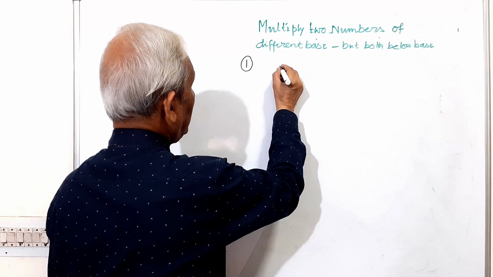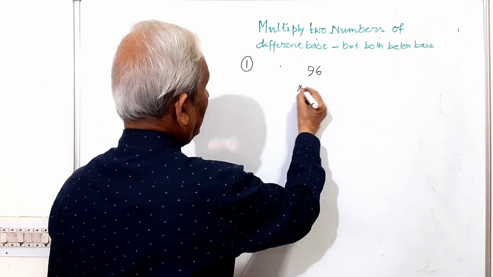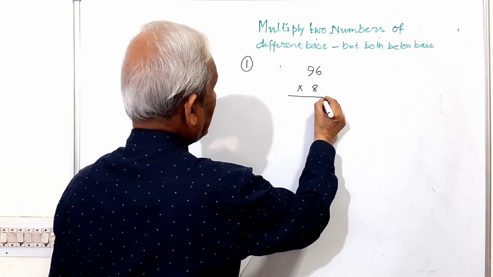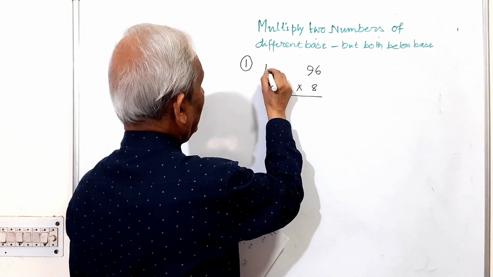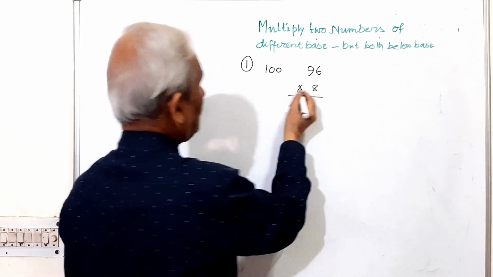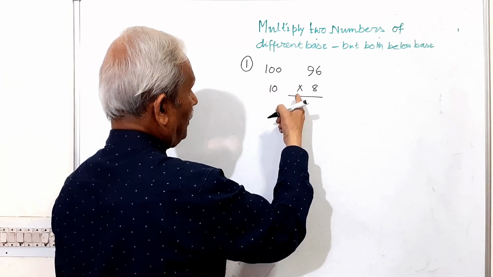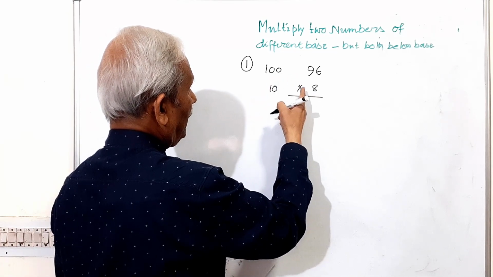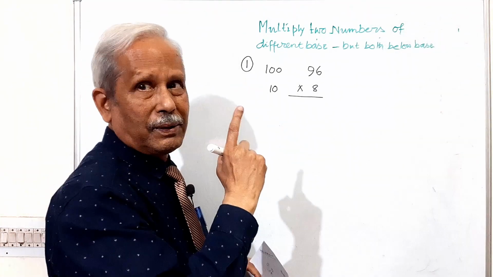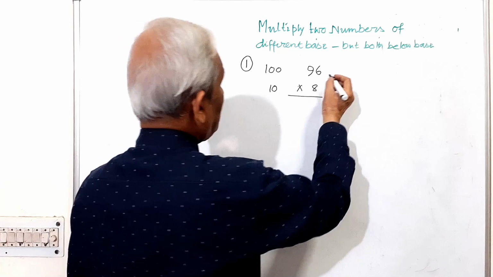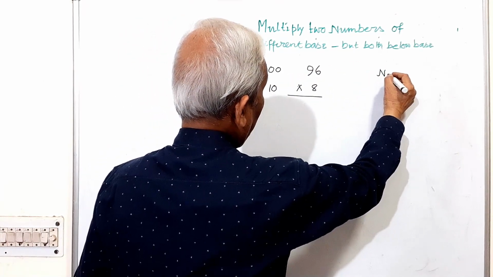96 into 8. I write here 96 and here 8. As you can understand, this has base 100 and this has base 10. They are of different bases, but both are below the base. 96 is below 100, 8 is below 10, right? Now how to multiply this with shortcuts? First find the difference of each number minus the base.